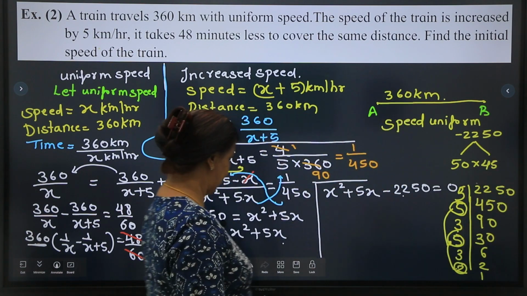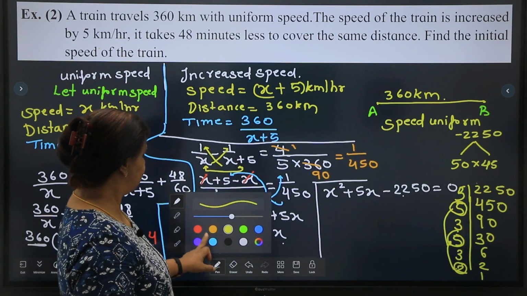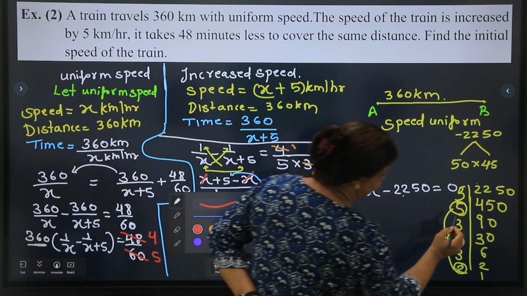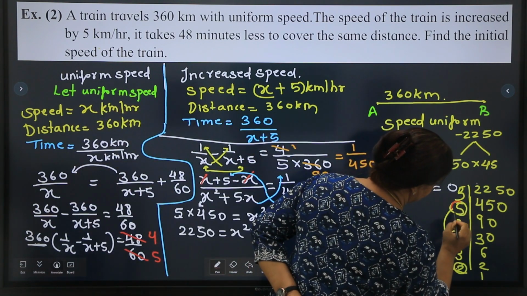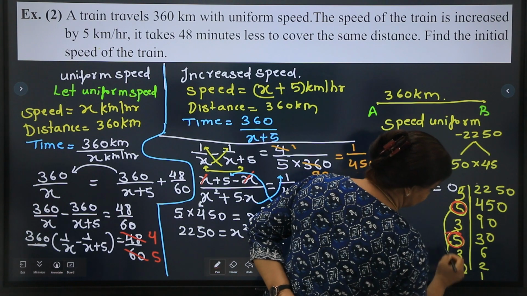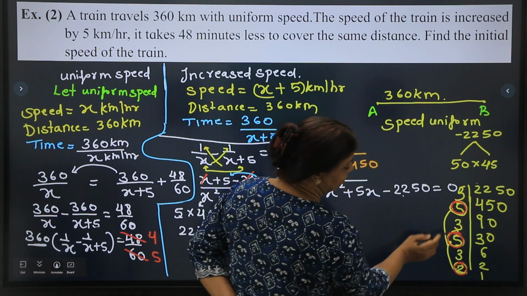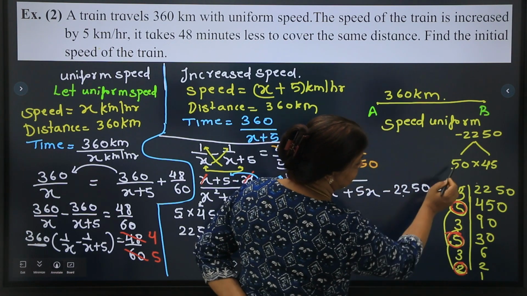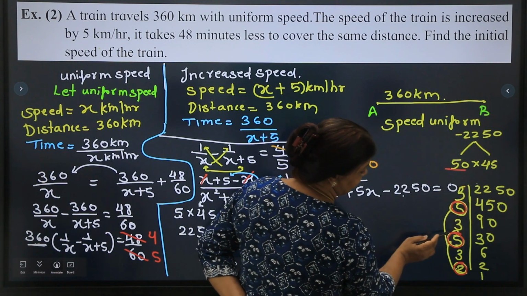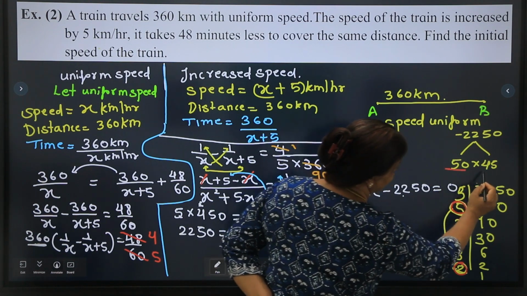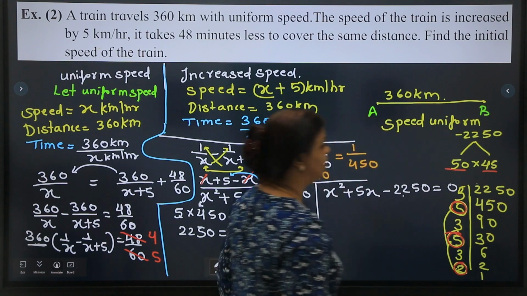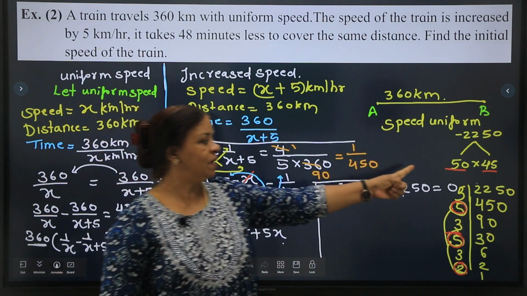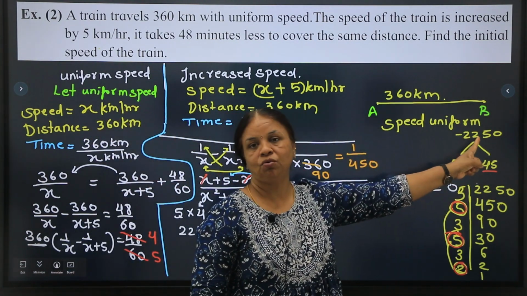Okay. Which number am I taking? See, children, I am taking 5 and this 5 and this 2. 5 fives are 25, into 2 is 50, and 3 threes are 9, into 5 is 45. When I multiply 50 with 45, I will get 2250.